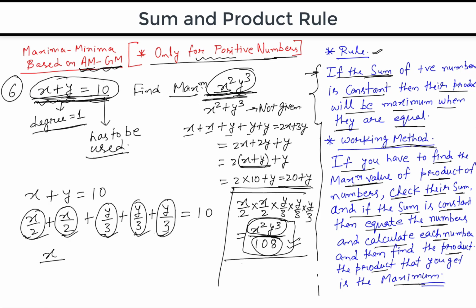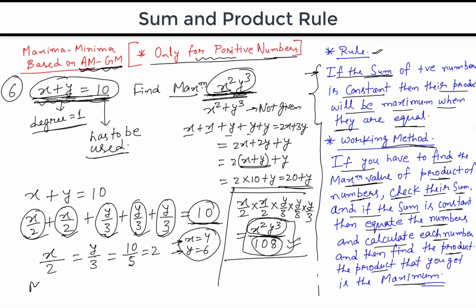So each one of them, if you equate, x by 2 will be equal to y by 3 will be equal to what? This 10 is the sum of 5 quantities, so it should be 10 divided by 5, which is 2. Now what does it do? It gives us very clearly x by 2 equal to 2, that means x is equal to 4. y by 3 equal to 2, that means y is equal to 6. And that's it. We get the required values of x and y to maximize this product.